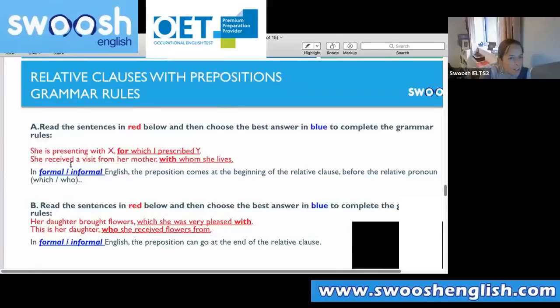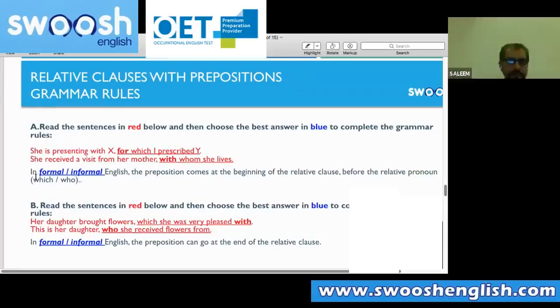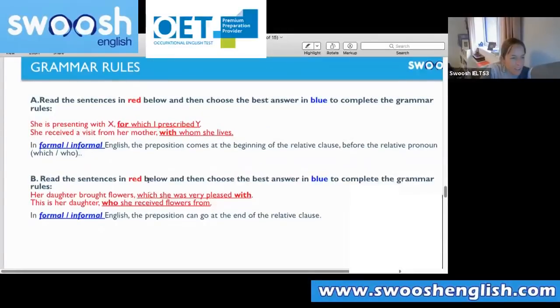Now, you have to say which is correct here. Is it in formal English or in informal English? The preposition comes at the beginning of the relative clause, before the relative pronoun which or who. So is this formal to do it this way or informal? Yeah, the first one is formal. Perfect. So now we should say this is formal. If we had a pen, we would circle formal here, right? Good. And the second, I'd like you to read this and then complete the second rule, okay? I'm just going to give you a minute to do that.